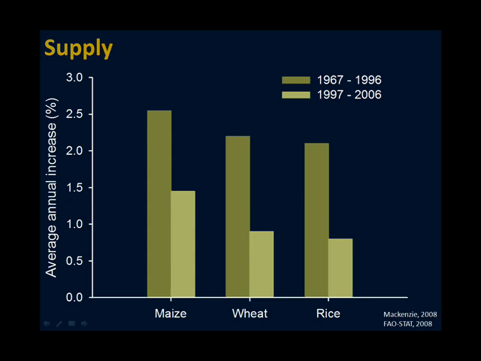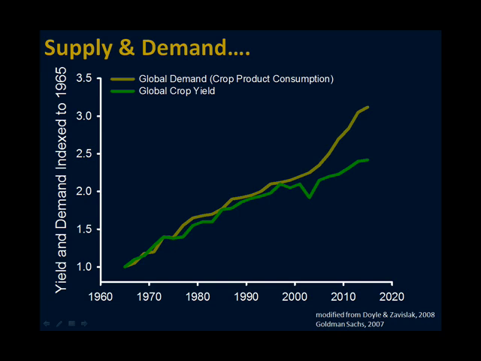Now, if we put the supply and demand graphs together, we can get a picture of what's taken place over the last 40 years or so. On the x-axis, we have time between 1965 and 2015, and of course beyond 2008, these are our estimates. And on the y-axis, we have yield and demand indexed to 1965. As you can see, in the 1960s and early 1970s, there was plenty of supply to keep up with demand. Now, if you look at since the 1970s, this has not quite been the case.